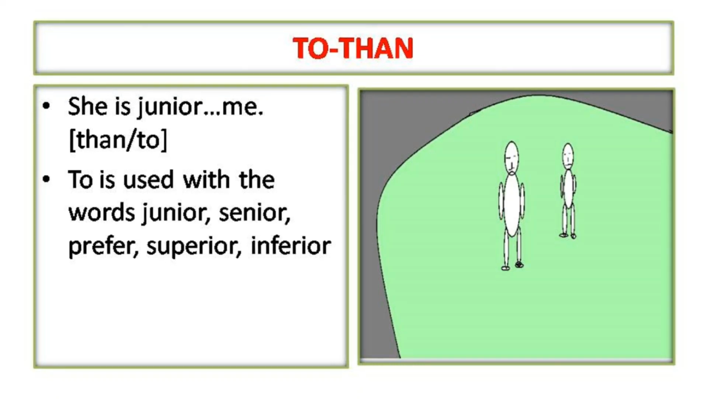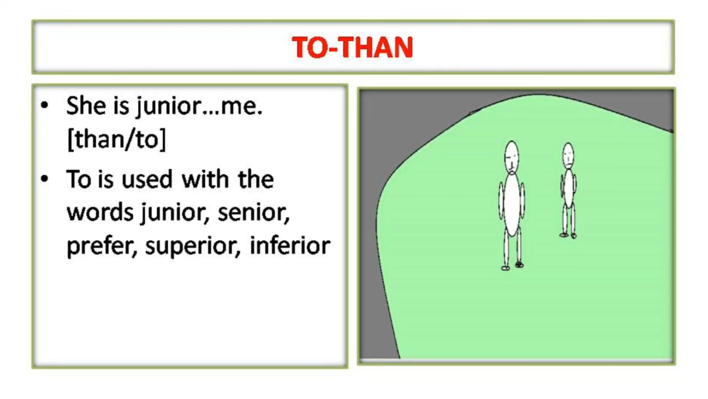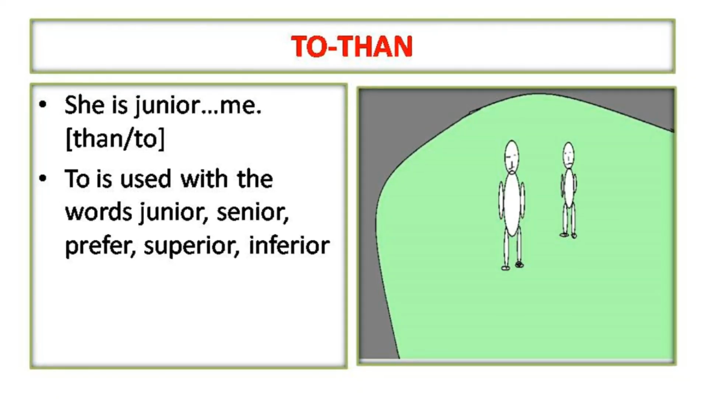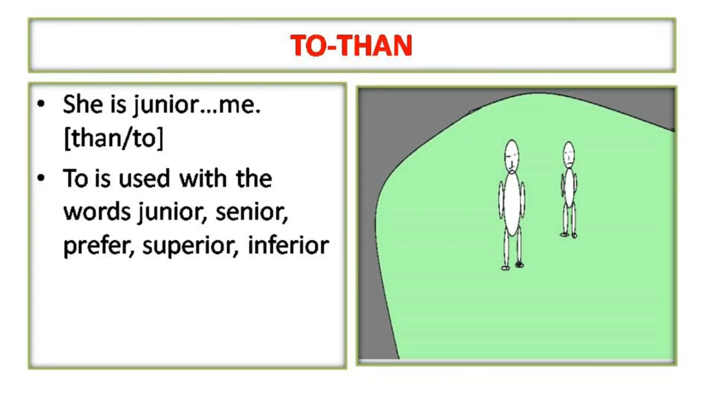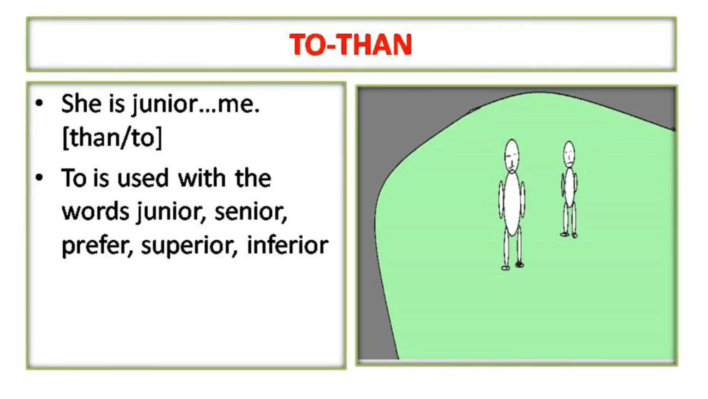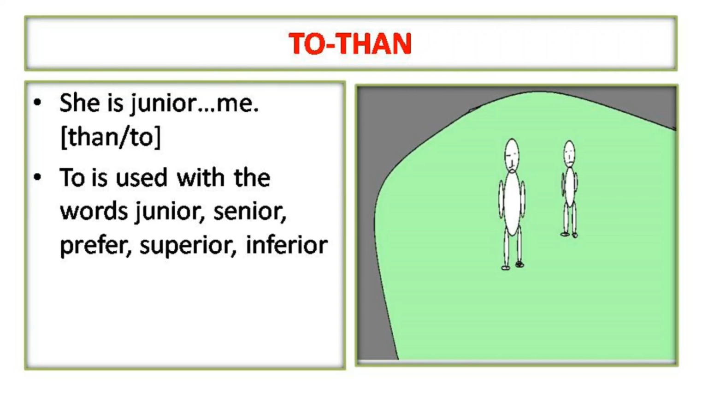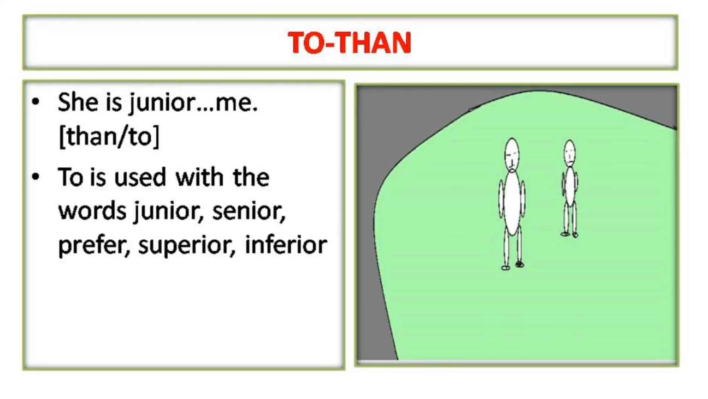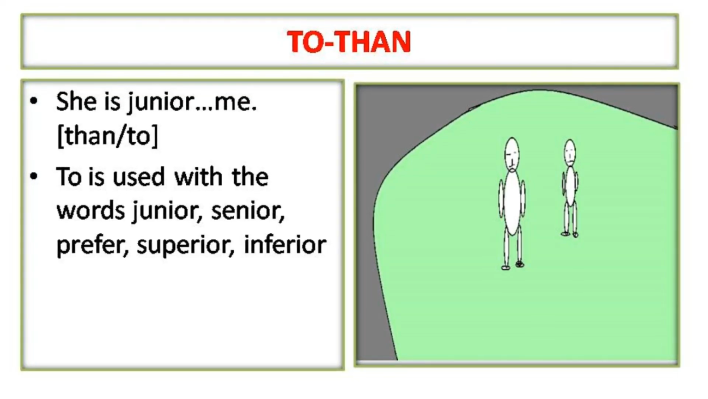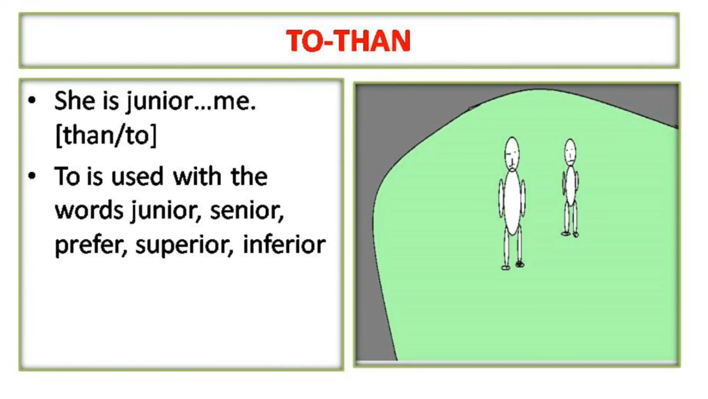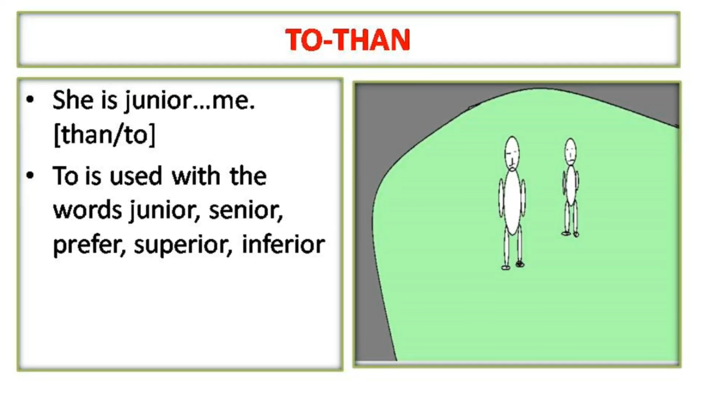To or than. She is junior dash me, than me or to me. To me. To is used with the words junior, senior, prefer, superior, inferior.